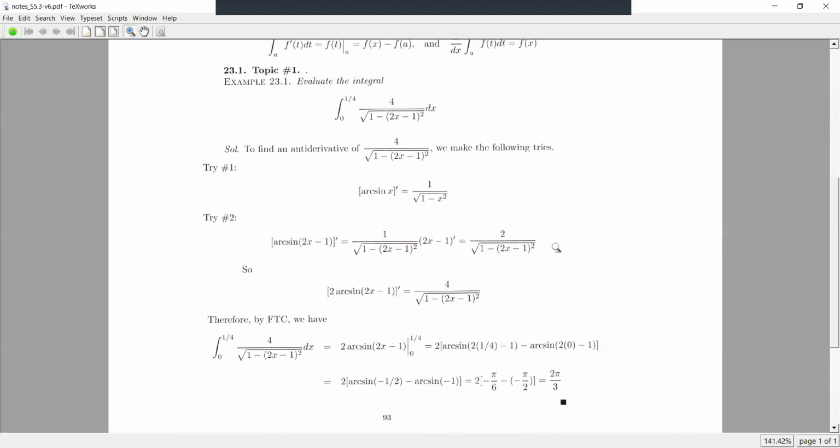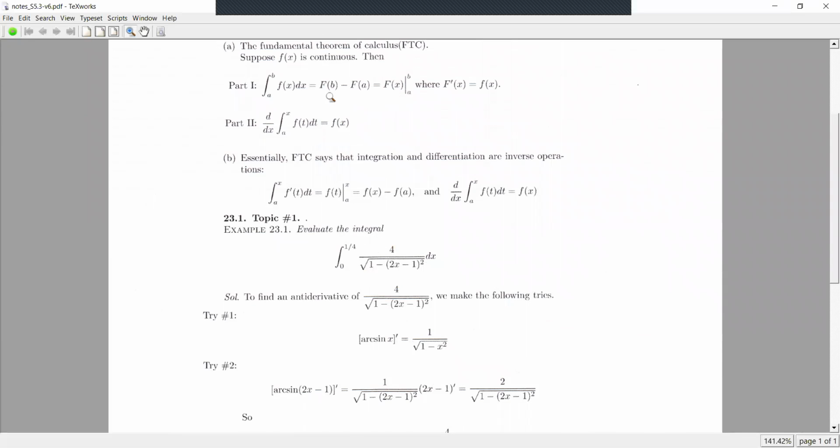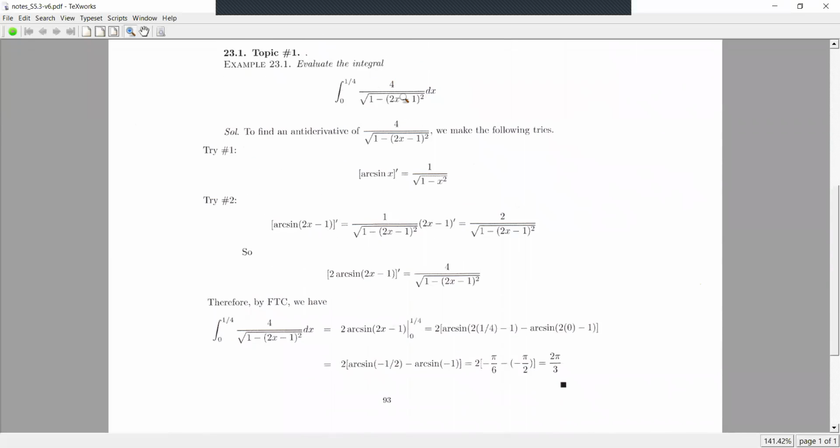Okay, now I have successfully found one antiderivative of this function. Now by the formula, the desired integral is the antiderivative, plug in the upper limit 1/4 in x and plug in the lower limit 0 in x. This notation means plug in 1/4 in x, then we get this, minus plug in 0 in x, then we get this.